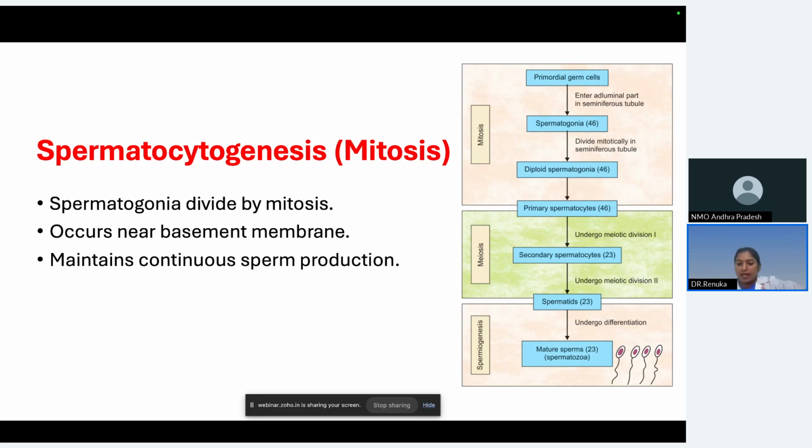From the 2n primary spermatocyte, meiosis 1 happens, where the diploid becomes haploid. The secondary spermatocyte is formed, with chromosome number n. Only one single set of chromosomes will be present. The secondary spermatocyte is transformed into a spermatid. This is meiotic division 2. Meiotic division 1 is primary to secondary; secondary to spermatid is meiotic division 2.